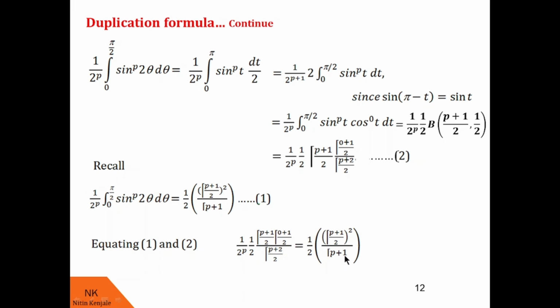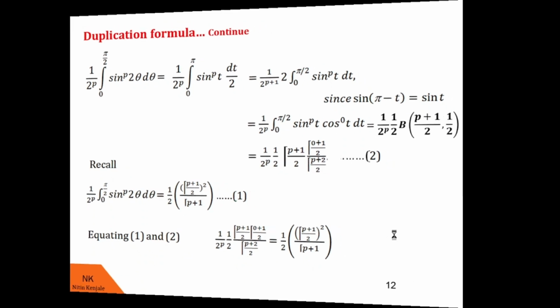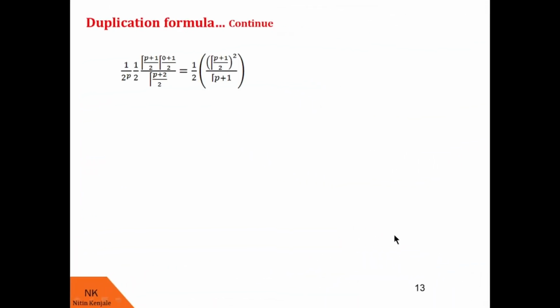Now we have to simplify this to prove the duplication formula. Let us carry forward that statement. Here this half and this half will get cancelled. So we are left with 1 by 2 raised to p. This gamma of half can be written as root pi. This gamma p plus 1 by 2 will get cancelled with one of the gamma p plus 1 by 2 on the other side. So on left hand side, we will be left with 1 by 2 raised to p into root pi upon gamma p plus 2 by 2 is equal to gamma p plus 1 by 2 upon gamma p plus 1.